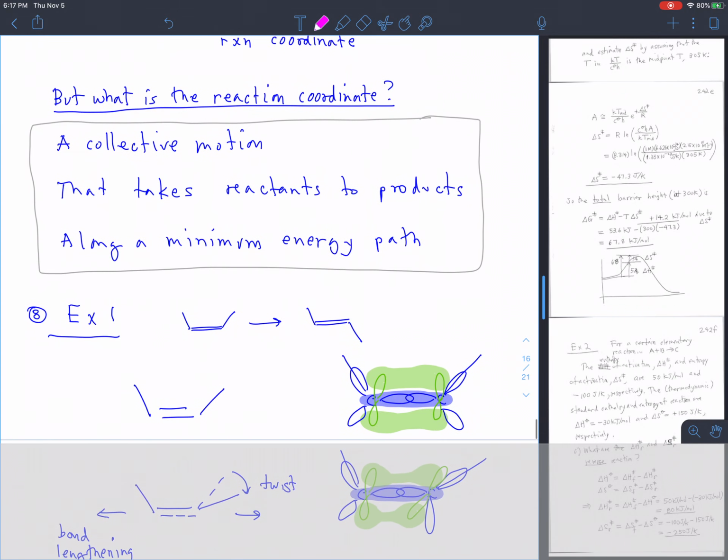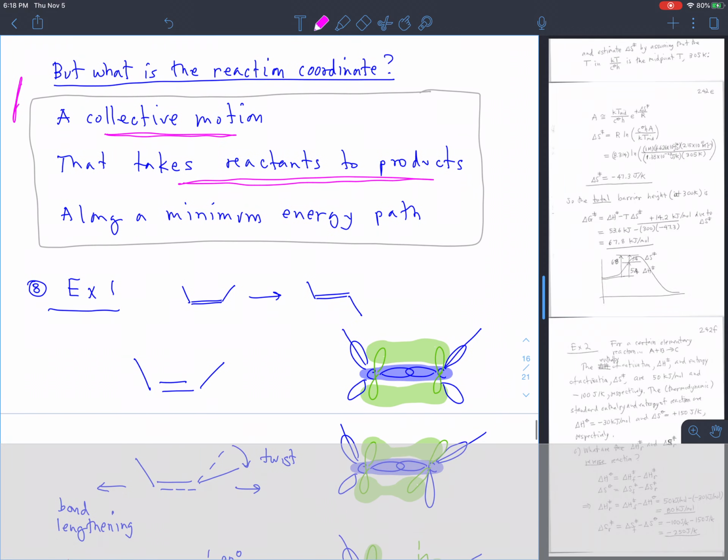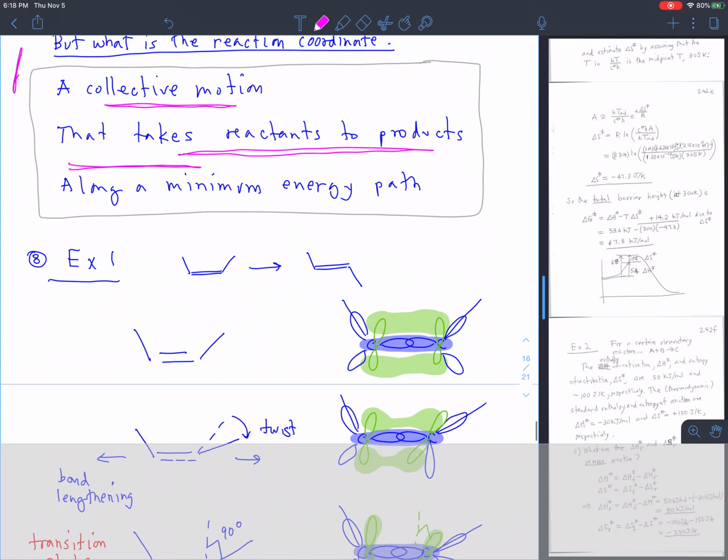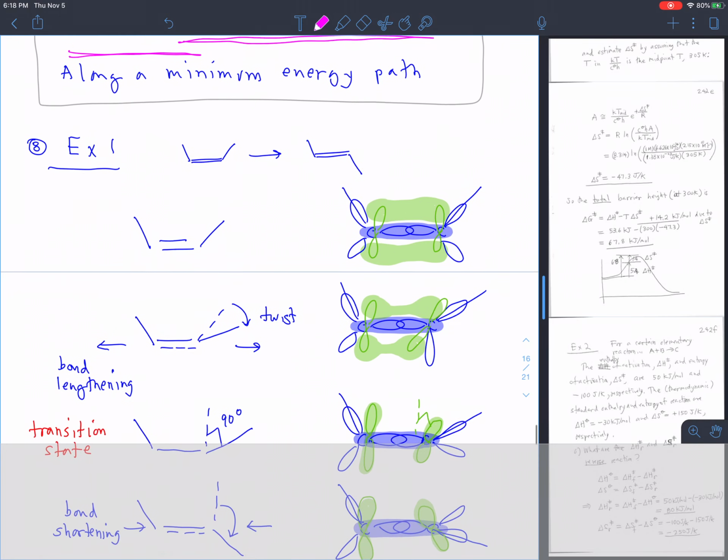What is a reaction coordinate then? Here's what it really is. It's a collective motion, which means all the atoms are moving at once. You're not just moving one atom or two atoms, you're moving all the atoms at once in a way that when you move along it, you're moving from reactants to products. That's what I've said before. And you're moving along a minimum energy path. What does that mean? Well, let's take a look at some examples and then we'll get a feeling for that.